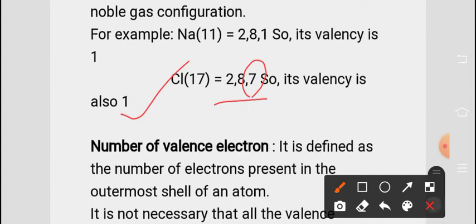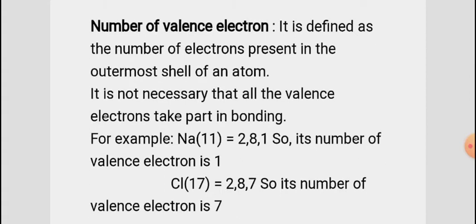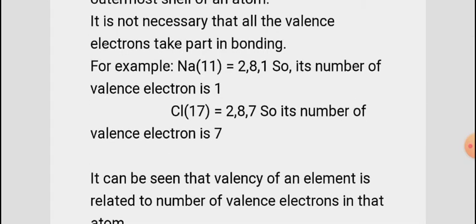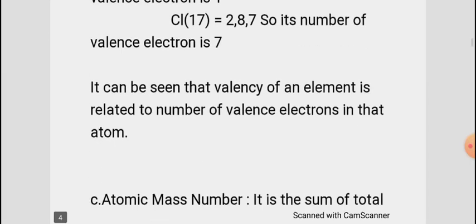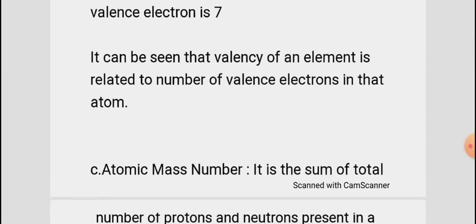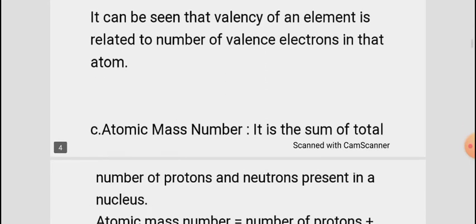Number of valence electrons is defined as the number of electrons present in the outermost shell of an atom. It is not necessary that all the valence electrons take part in bonding. For example, sodium 2, 8, 1 is the configuration, so the number of valence electrons is 1. Chlorine's electronic configuration is 2, 8, 7, so the number of valence electrons is 7. It can be seen that the valency of an element is related to the number of valence electrons in that atom.